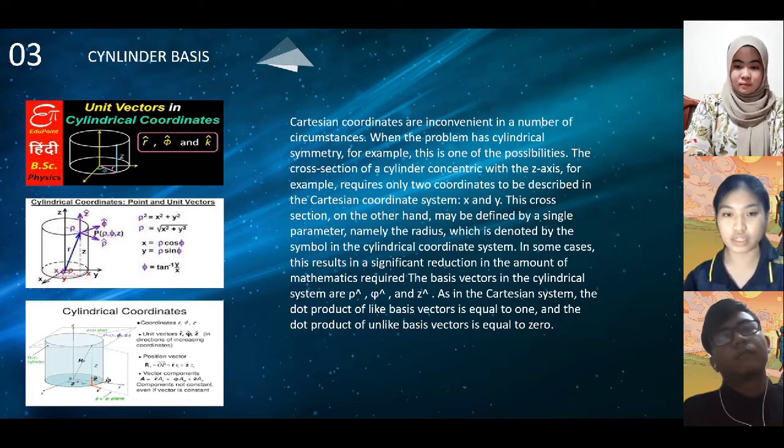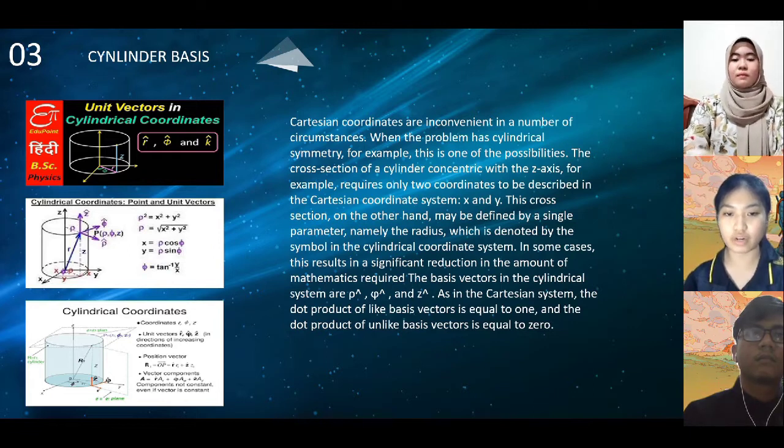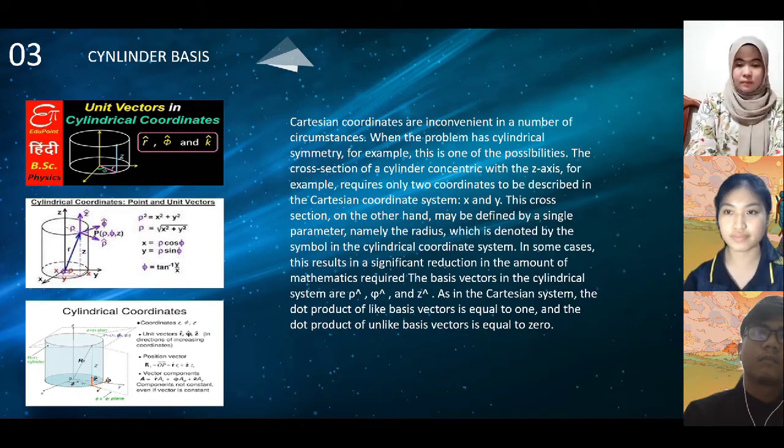In some cases, this results in a significant reduction in the amount of mathematics required. The basis vectors in the cylindrical system, as in the Cartesian system: the dot product of like basis vectors is equal to 1, and the dot product of unlike basis vectors is equal to 0.